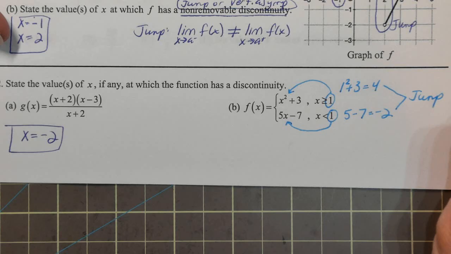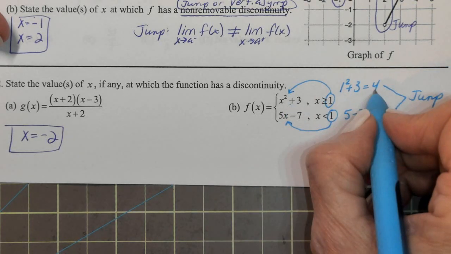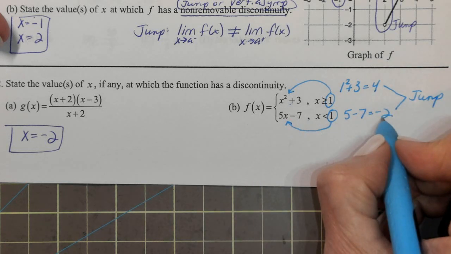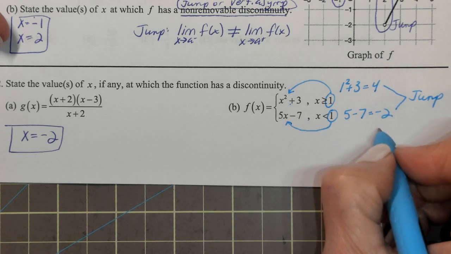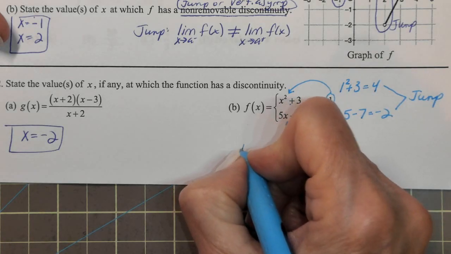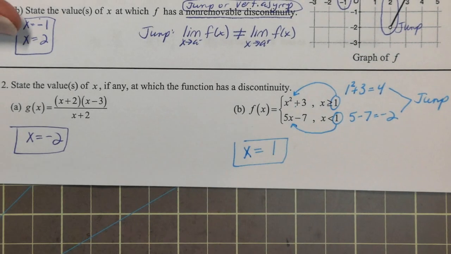Therefore, it's a jump there. It's the parabola on this side, and it goes to 4 and stops. And it's a line on this side, and it goes to -2 and stops. So there's a jump there. So discontinuity at x equals 1. Okay.